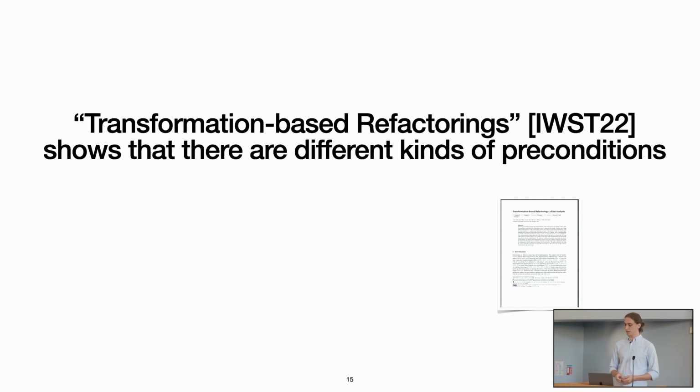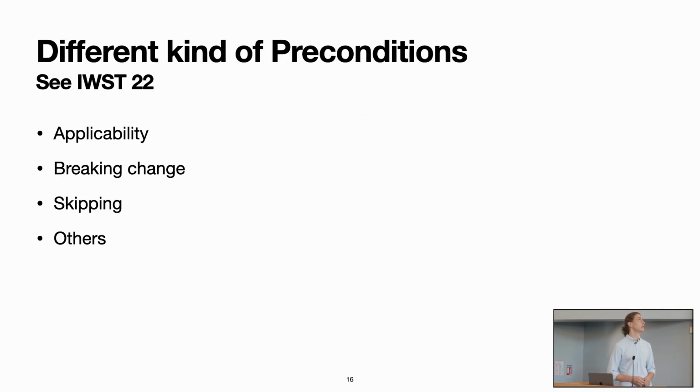So last year at IWST, there was a paper published called Transformation-Based Refactorings that introduced different kinds of preconditions, and we have them written here. So we have applicability preconditions, and those preconditions check if it makes sense to actually perform a refactoring, like a method should exist in order for us to remove it, right? Breaking change preconditions are checks that we do to ensure that you are not breaking your image, your system. Skipping ones are interesting because they check if a refactoring is a no-op. So those check, for example, when you rename a method and you don't change the name. So we can skip those.